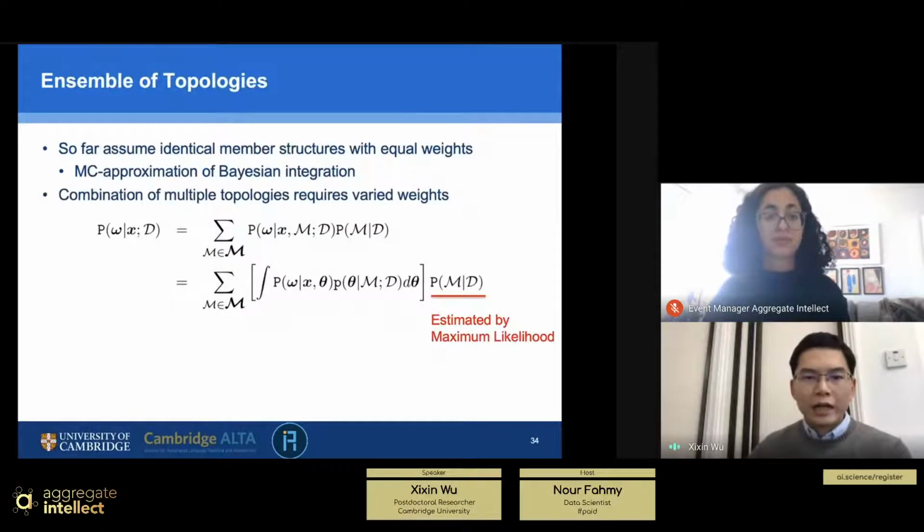So so far we assumed identical member structures with equal weights, and this is the Monte Carlo approximation of the Bayesian integration. But when we combine multiple topologies together, we cannot use the same weights for these topologies. Basically, given the data, we can sum all of the topology predictions together, weighted by the topology prior. We can also write this as what we already approximated as the ensemble previously. So now we need to determine the weights for combining these topologies together. This weight can be estimated by maximum likelihood.